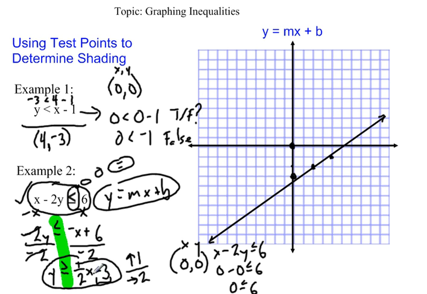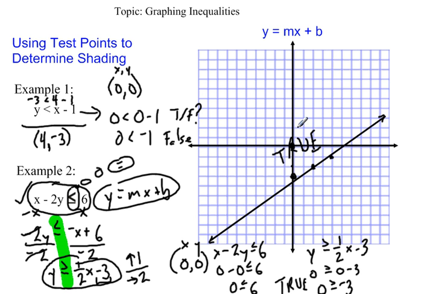If you decided to work with the y is greater than or equal to half x minus 3, you're going to have 0 is greater than or equal to 0 minus 3, meaning 0 is greater than or equal to negative 3. These are true statements, meaning this is my true side, meaning that's the side that I shade. If this were my false side, then I would shade the opposite side. So hopefully that's kind of making sense.